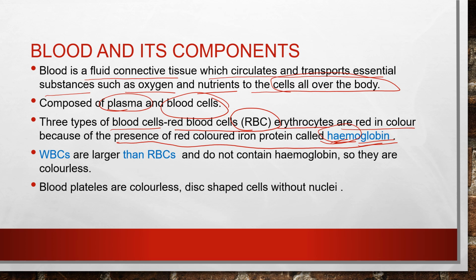This all you have already learned in 6th standard, so it's just a quick revision of your 6th lesson. Now next comes the WBCs, which are larger than RBCs and they do not contain any hemoglobin, so they are colorless. Next comes the blood platelets, and these are also colorless. They are disc-shaped cells without nuclei. We will see the structure of these components in the next slide.